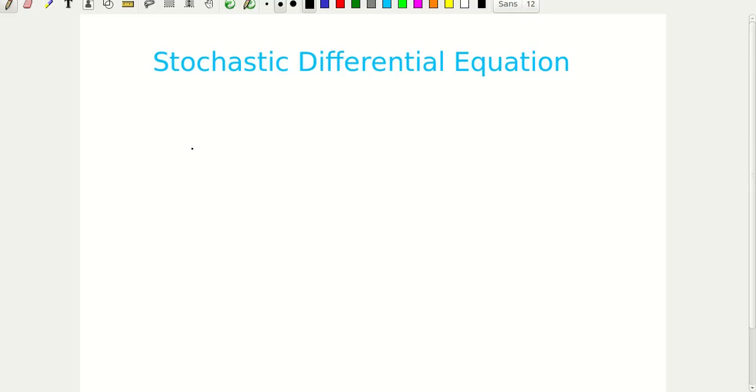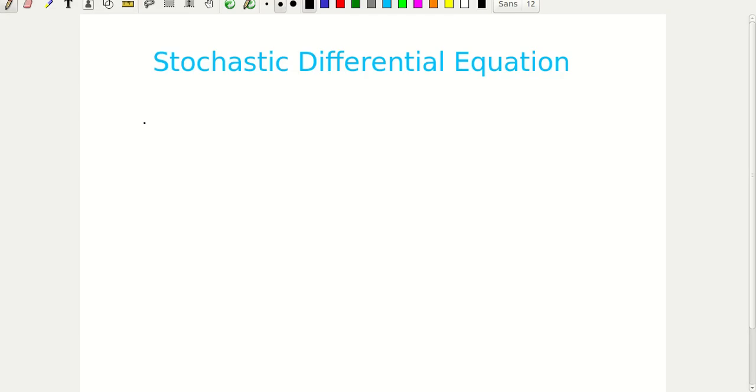So today in this lecture I am going to talk about a topic which is stochastic differential equation and how to solve it. I will first talk about the theory part of it, and I will write the code for you and also show you what is the difference between the stochastic differential equation and an ordinary differential equation. So let's first know about the stochastic differential equation.